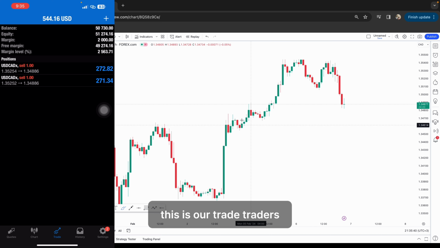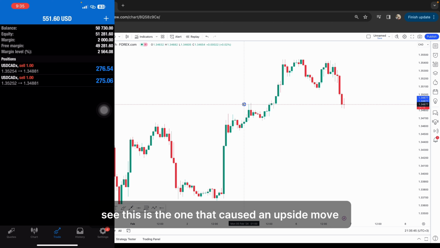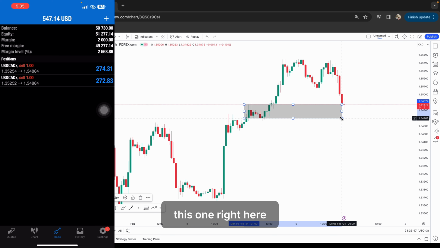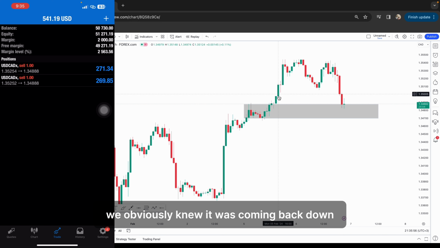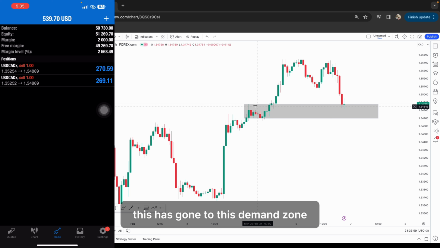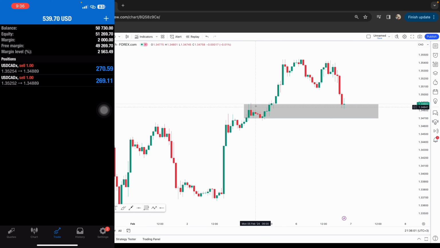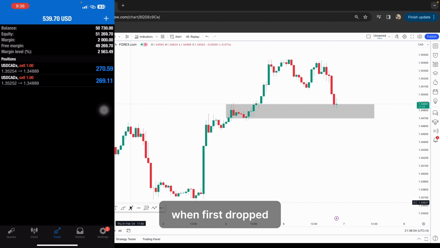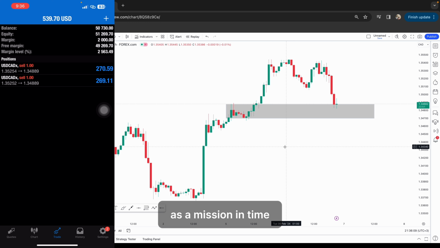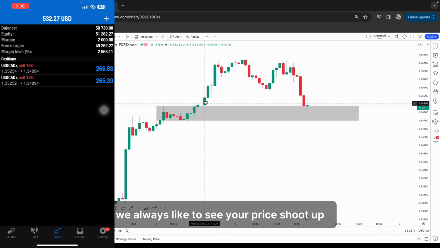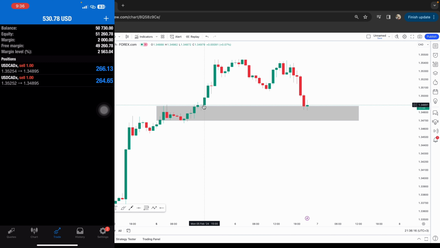This is our trade, traders. First things first, we had this zone right here. This is the zone that caused an upside move, this one right here. So if we knew that price was turning to come back down, we knew it was coming back down here to take out this demand zone. That's why you can see when price dropped, it came to my demand zone. Now the other thing, as I mentioned, anytime you have demand, we always like to see price shoot up with a lot of momentum, and then price is always going to leave a gap in the market, an imbalance.